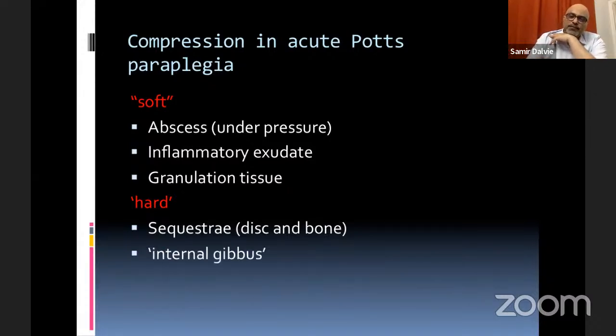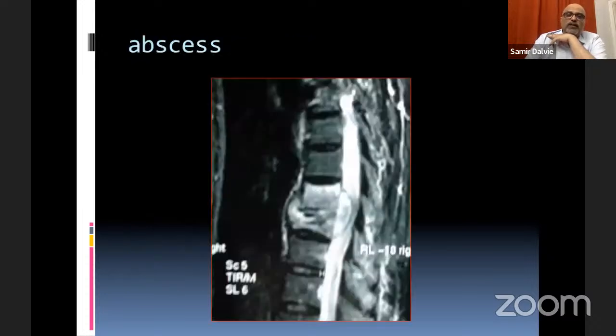Internal gibbous. So if there is a deformity, the internal gibbous may form a ridge which can compress the cord. And a translated spine can also cause this. So I will just show an example. This is an abscess under pressure. So you can see this is the abscess wall and this is pure abscess. There is nothing else here.